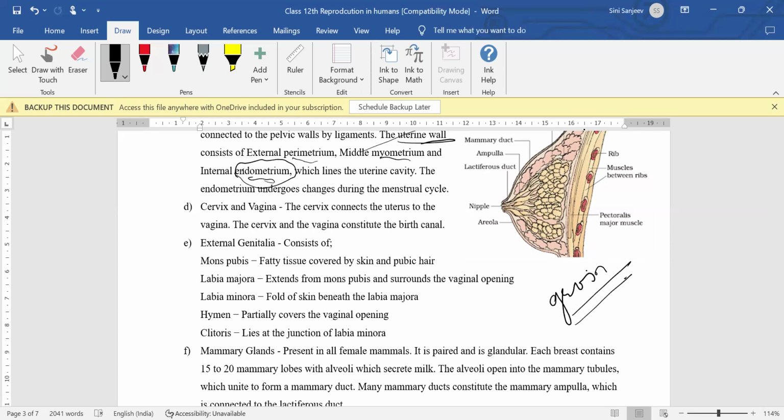In the same way, we have the labia majora and the labia minora. These appear like lips, and they act as a vaginal opening as well.